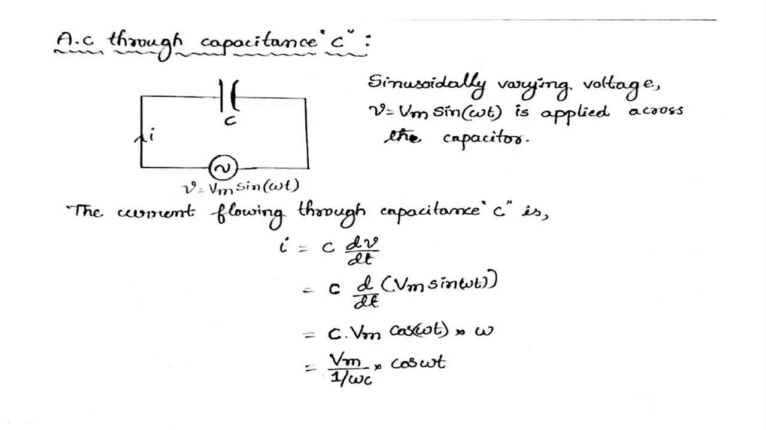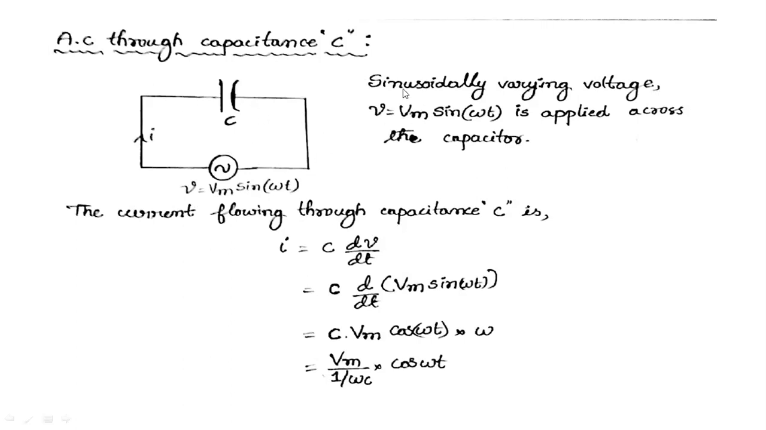Similarly, AC through a pure capacitor. Here you see the pure capacitor connected across the AC supply. This is the AC supply, V equals Vm sin omega t. The instantaneous current I passes through this circuit.